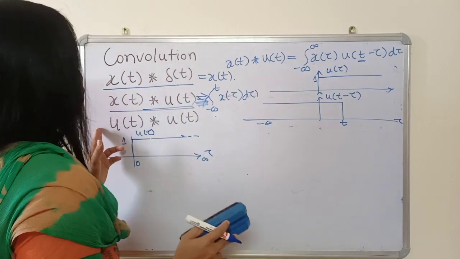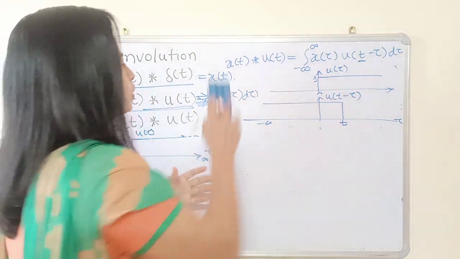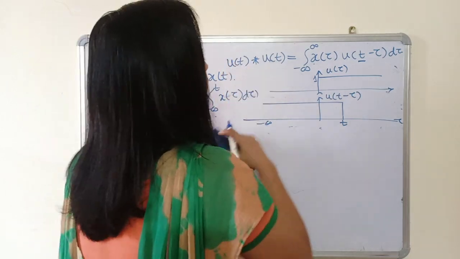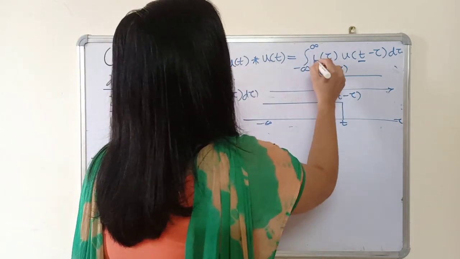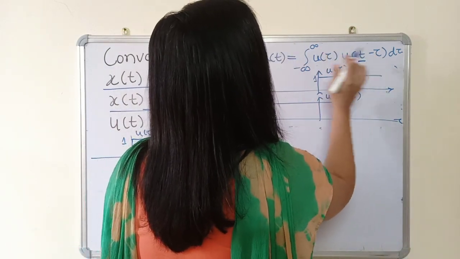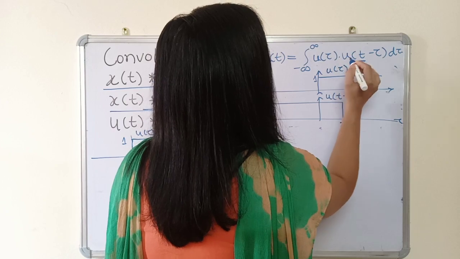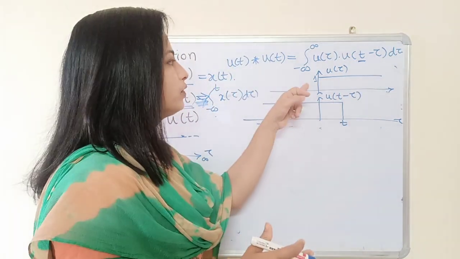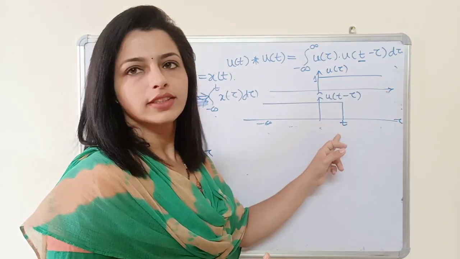And we're solving u of t convolved with u of t. So here I'll change: u of t convolved with u of t. This signal is also u of t, so u of tau convolved with u of tau. So u of tau into u of t minus tau. We have both the signals, u of tau and u of t minus tau.